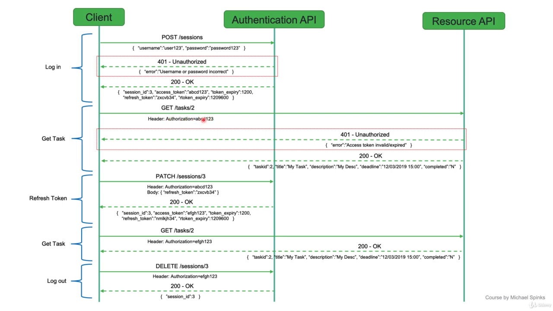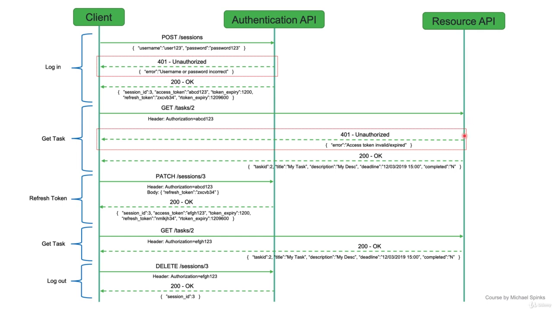So you can see here it's ABCD123. Now that's not a valid access token in the real sense, that's just for demonstration purposes here. But you can see that is our access token for this session. So we send get/tasks/2 to our resource API. So that's our tasks API that we've built.